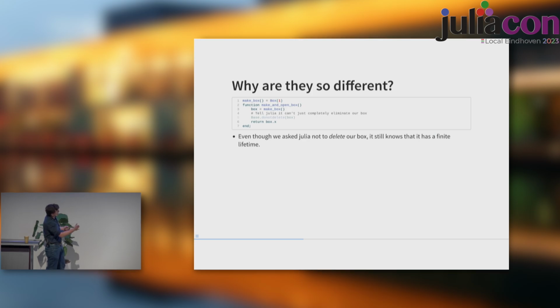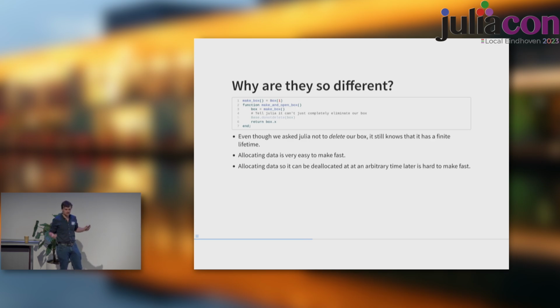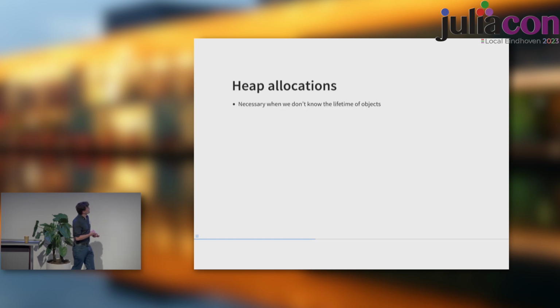So even though we asked it not to delete the box, it knows it has a finite lifetime. And something that I didn't know until maybe too recently is that it's actually really fast to allocate data in general. Allocations are not slow. It's making allocations that can be deallocated at some arbitrary time later that takes a lot of time, and that can cause us problems. So heap allocations are generally what we have to do when we don't know how long an allocation is going to live.